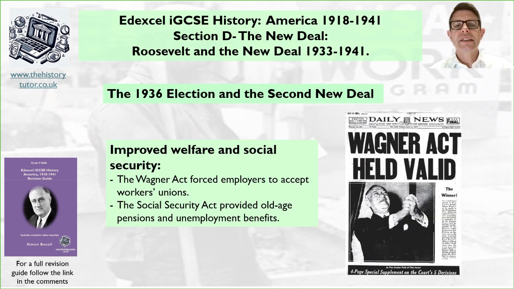So, the 1936 election and the Second New Deal. There was improved welfare and Social Security coming out of it, so the Wagner Act is the big act. This forced employers to accept workers' unions. The Social Security Act provided old age pensions and unemployed benefits as well.